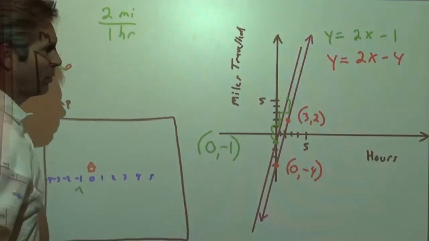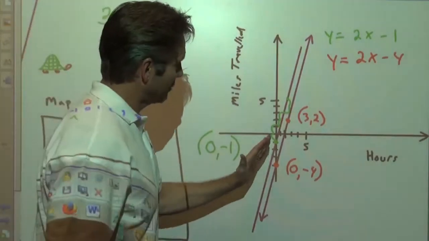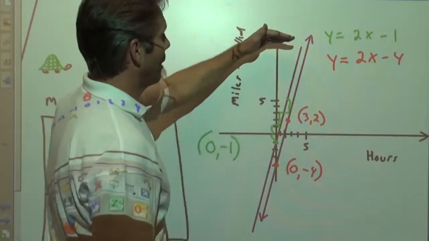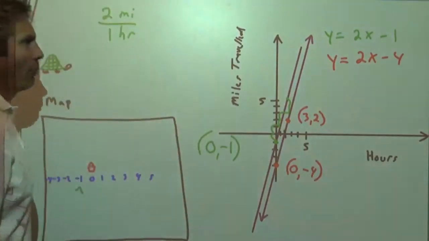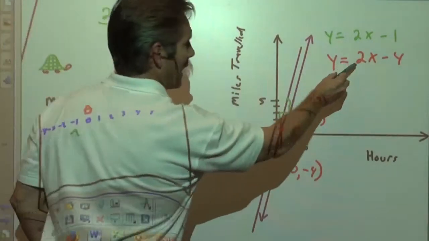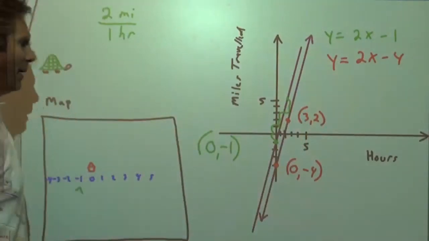So they both have a slope of 2, and if those lines are changing, if y is going up by 2 while x goes over by 1, then lines that have the same slopes are said to be parallel.